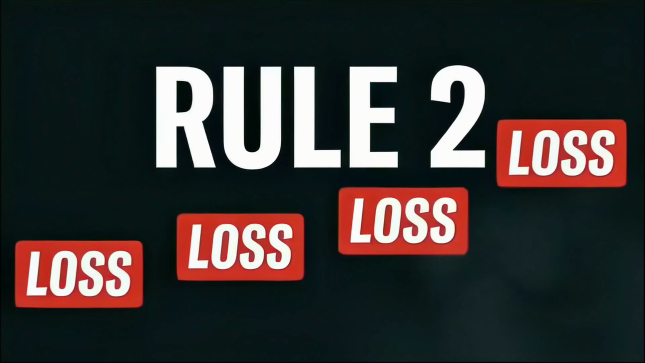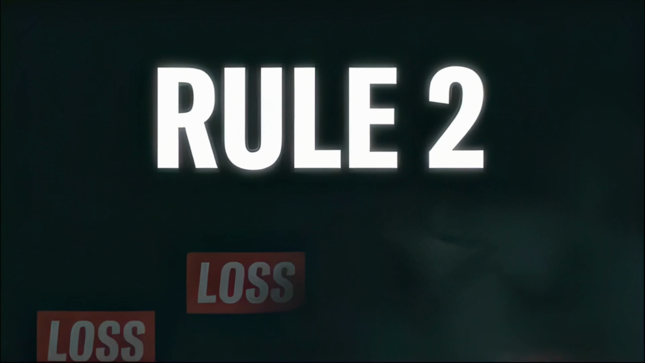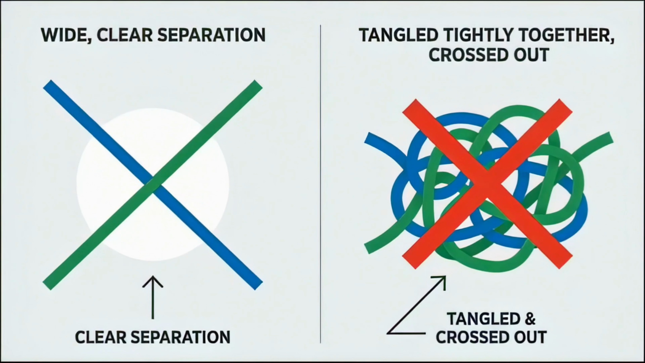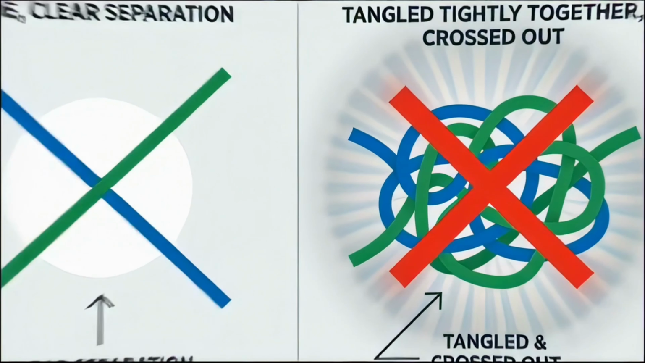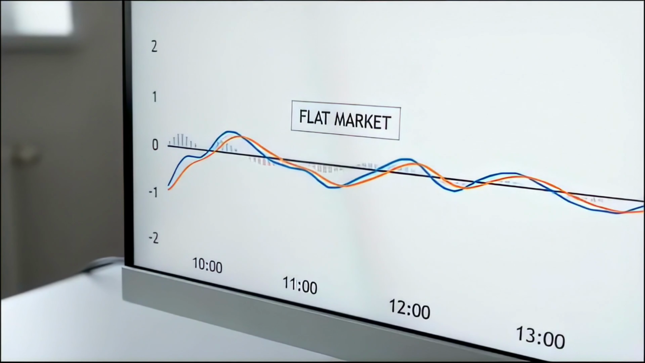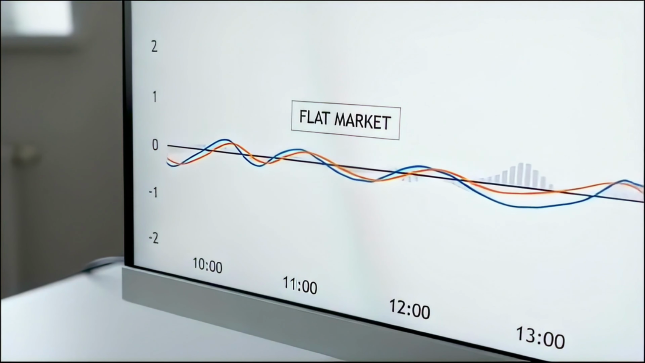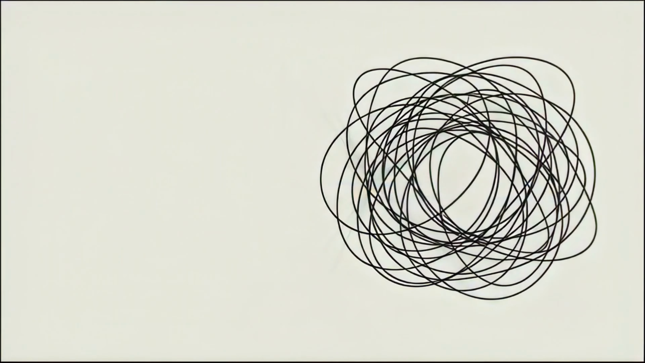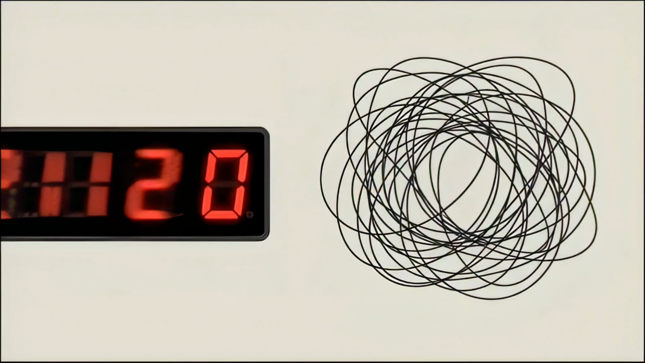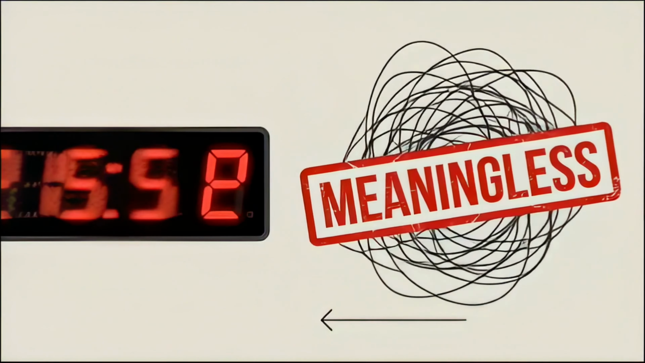Rule 2. And this is the one that fixes the 4 losses in a row problem. The cross has to happen with real separation, not while the 2 lines are tangled together on top of the 0 line. Picture a flat, going nowhere market. The 2 lines drift along, practically touching, weaving over and under each other. Every one of those weaves registers as a crossover. In a genuinely quiet market, you can get 5 or 6 of them in a session, and every single one is meaningless because there is no momentum behind any of it.